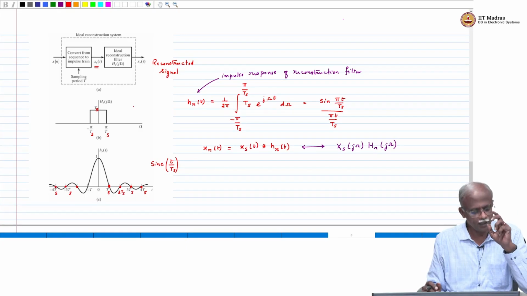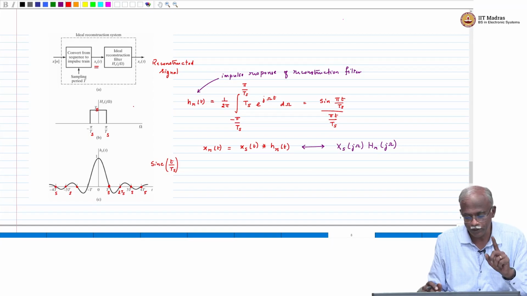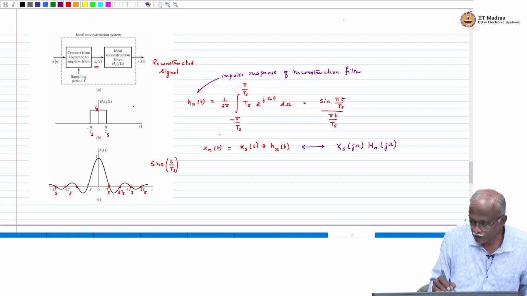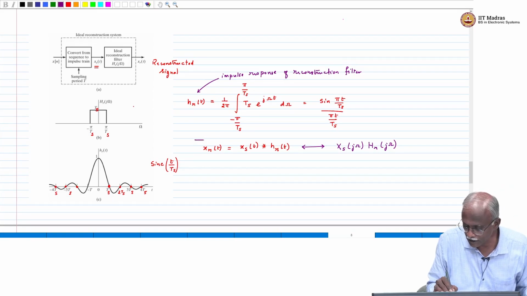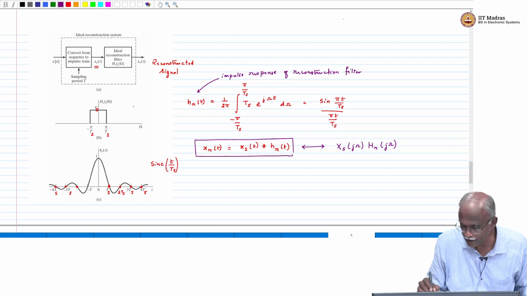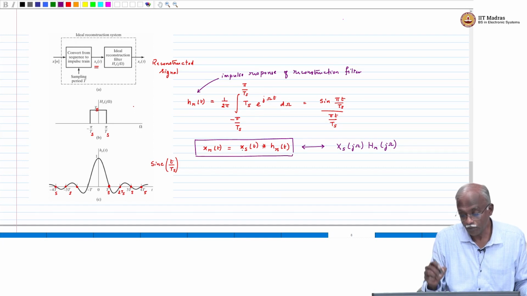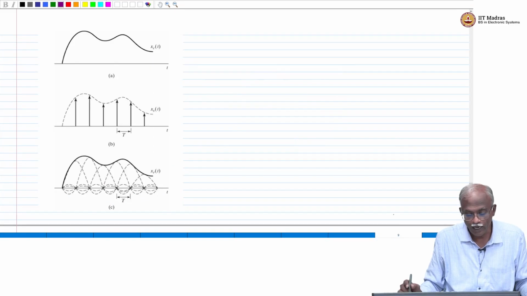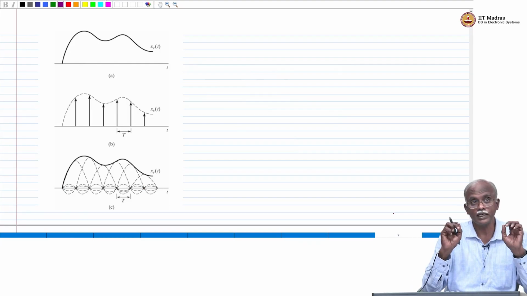Very, very important concept that we are going to be working with. Okay, so look at this equation. This equation says that the reconstructed signal is a convolution of the Dirac delta samples convolved with the impulse response HR of t, and this is HR of t. So, now let us look at the reconstruction process.